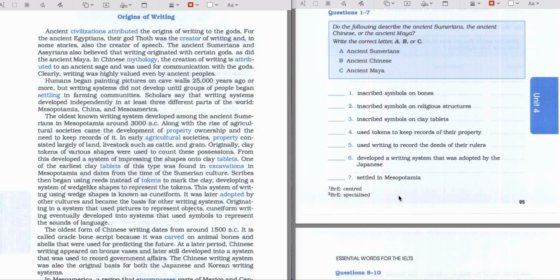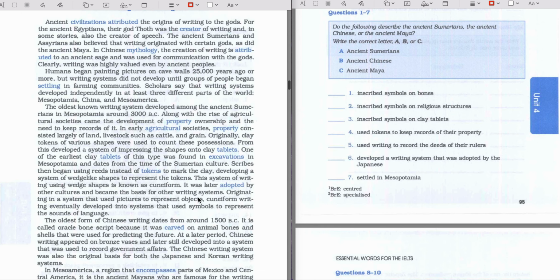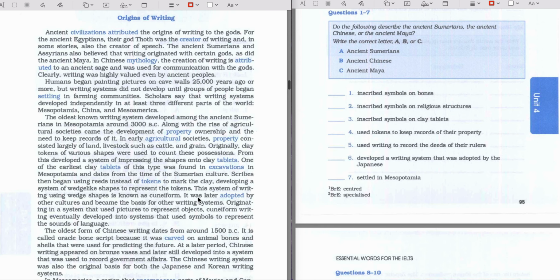Inscribe symbols on bones. So one of these civilizations was inscribing symbols on bones. You don't have that much time to read the text, and you have to scan it quickly and try to understand what kind of word you have to find. So let's highlight the words which we need to find in the text. It's about the symbols which are related to the bones. So our keyword here is bones.